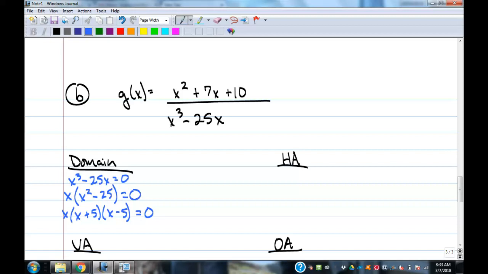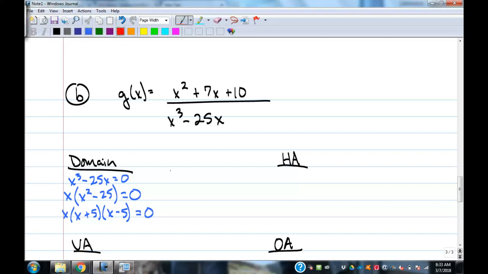If it were x to the 4th and x squared here, you would factor out 2 x's. Whatever the greatest number, it's always the smallest set of that variable. So if it were x squared and x to the 4th, you'd pull out 2 x's out of that. That's right. Okay. So how many restricted values am I getting here?